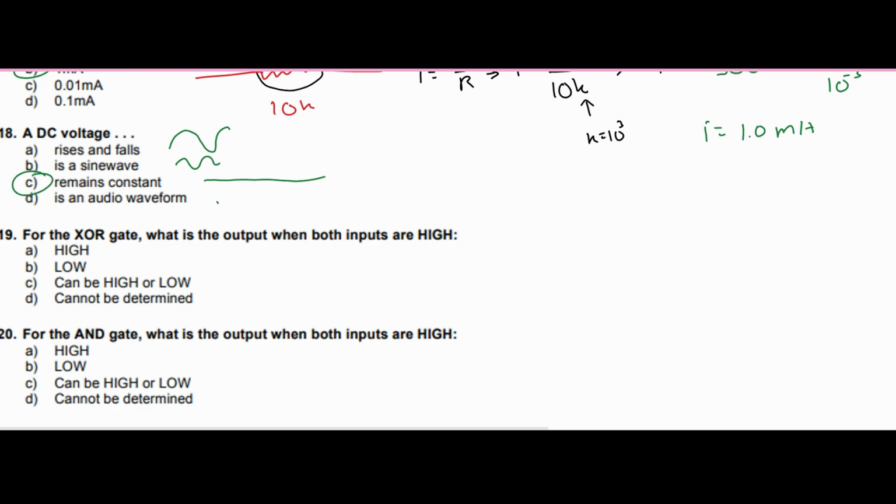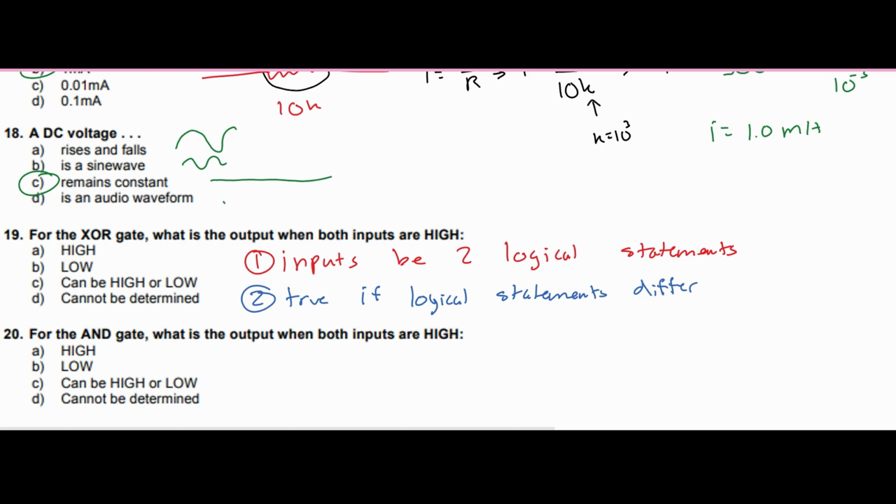Part 19, we have for the XOR gate, what is the output when both inputs are high? This is also known as the exclusive OR, and if we look at the notes linked below the like button for the discrete structures, which is a different course, it actually has information on this on page 16 at the bottom, exclusive OR. Basically, we have to let our inputs be two logical statements. And for an exclusive OR, this only works if our logical statements differ. And so true is equal to high.